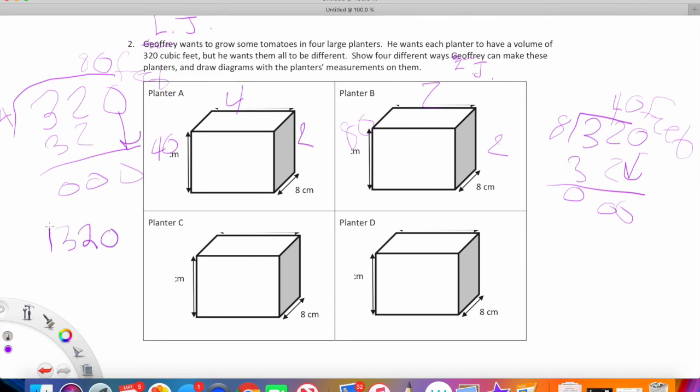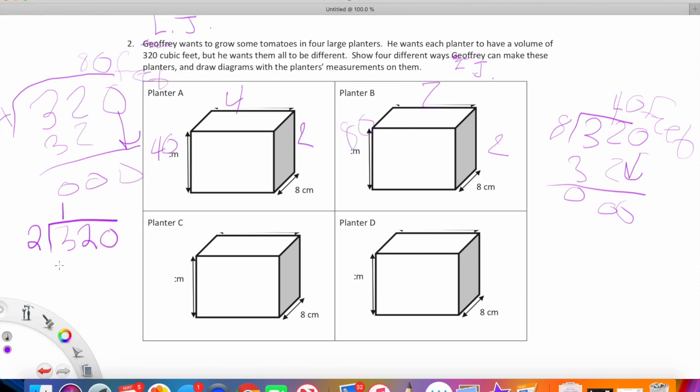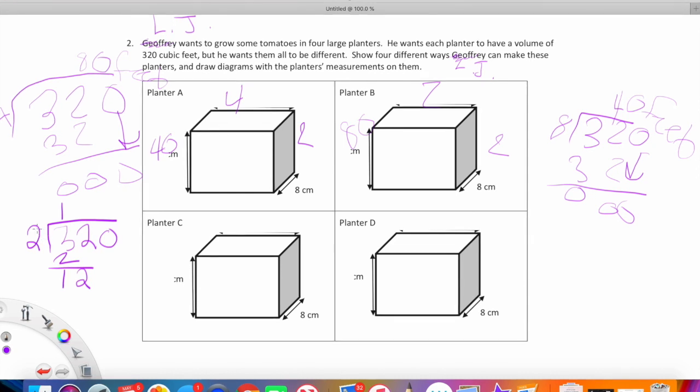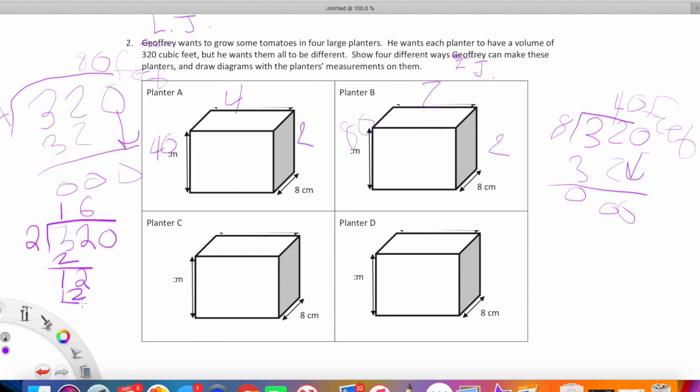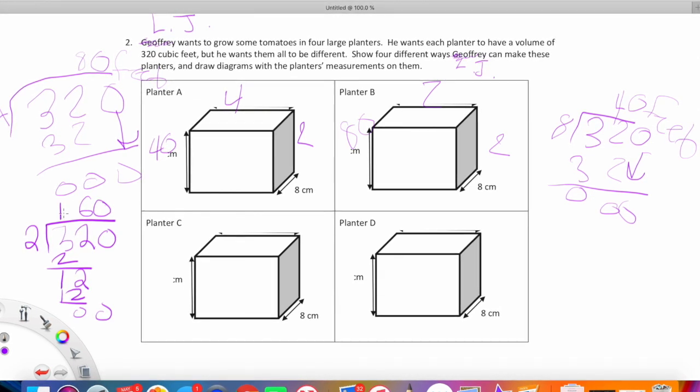So now we're going to do 320 again, divided by 2. Okay? So 2 goes into 3 one time. 3 minus 2 is 1. Drop the 2. Now 2 goes into 12 6 times. 6 times 2 is 12. Now we add the 0 up here. So 160.